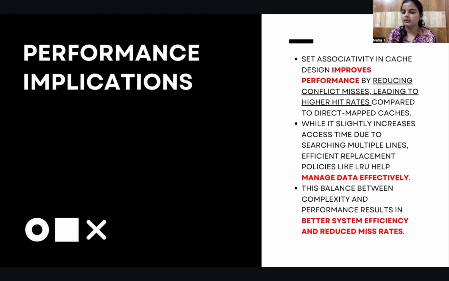It improves the performance by reducing misses and increasing hit rates, using efficient replacement policies like LRU, FIFO, etc. to manage data efficiently. This balance between complexity and performance results in better system efficiency and reduced miss rates. So this is about the performance implications of set associativity.